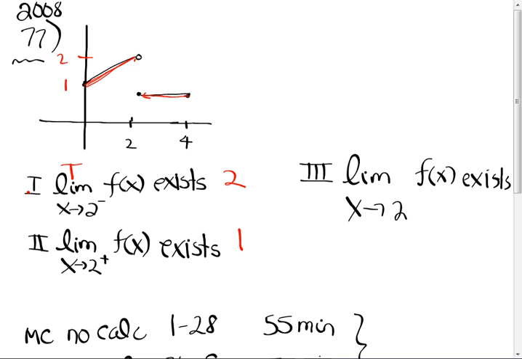True. The right? True. Does the limit exist at 2? Why not? Because the left doesn't equal the right. That's what you would say on the exam if it's an FRQ. So this is false. So you want the choice that has 1 and 2.